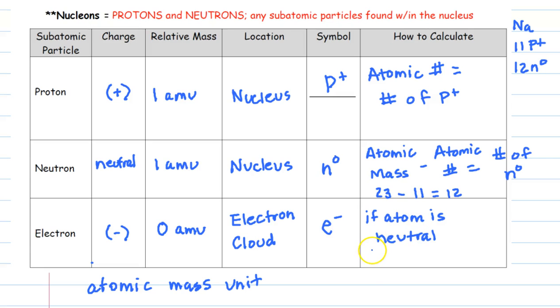So if the atom is neutral, then the atomic number is also equal to the number of electrons. And we're going to see cases where that's not so. But for right now, as we're starting off, that's always going to be the case.